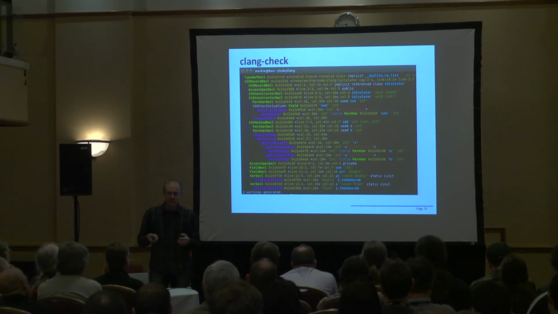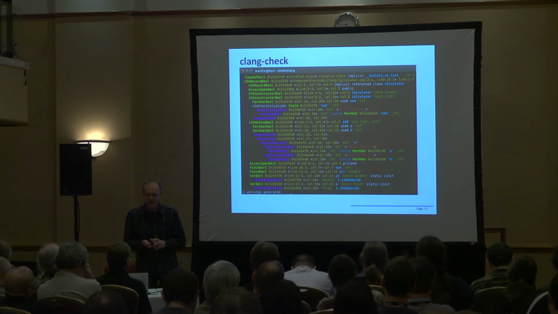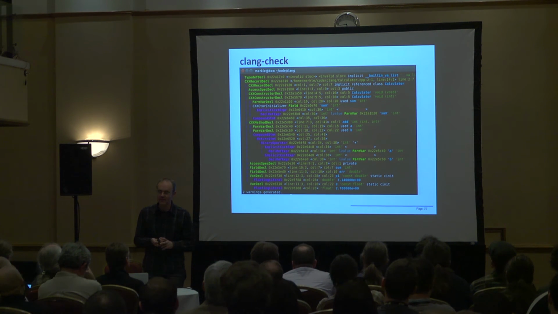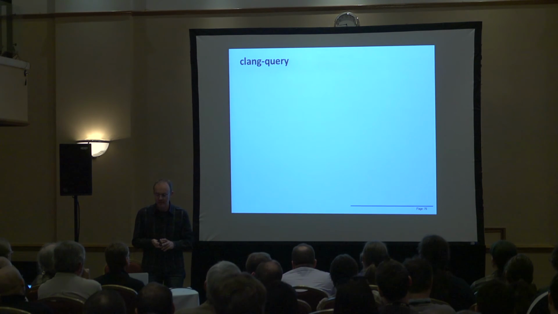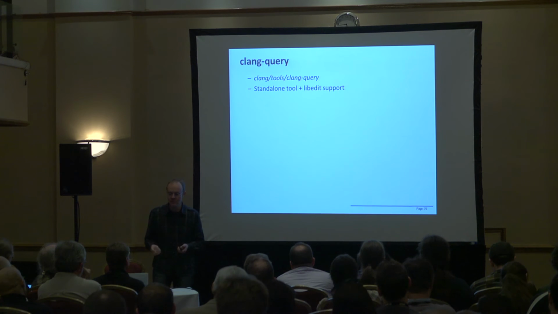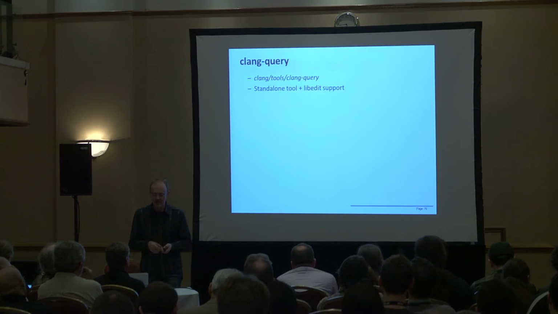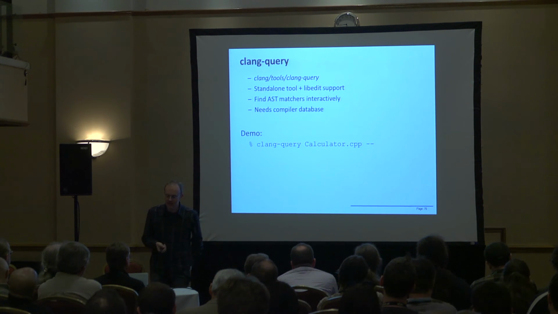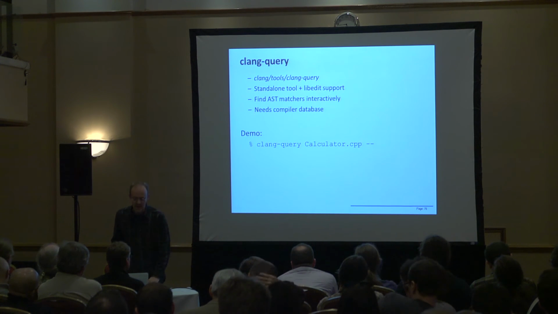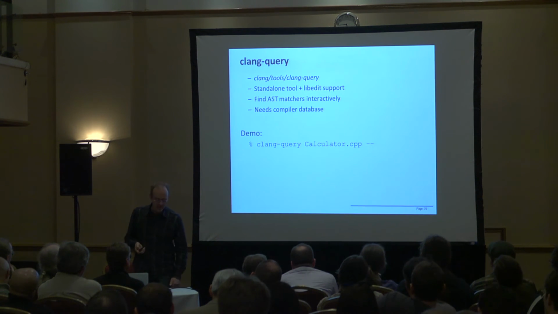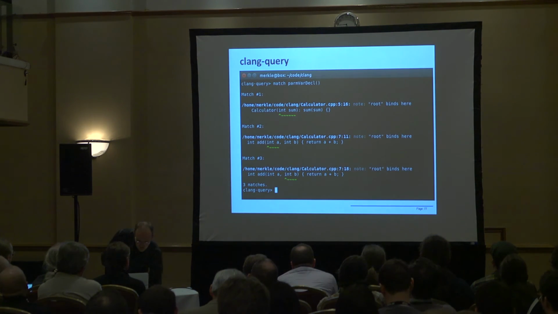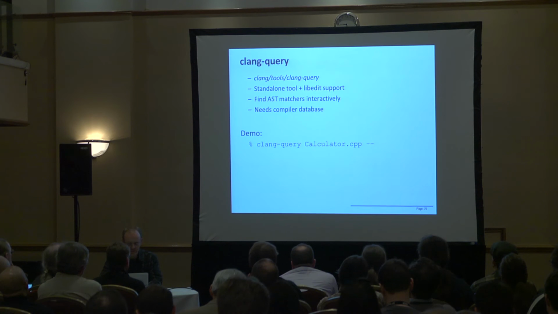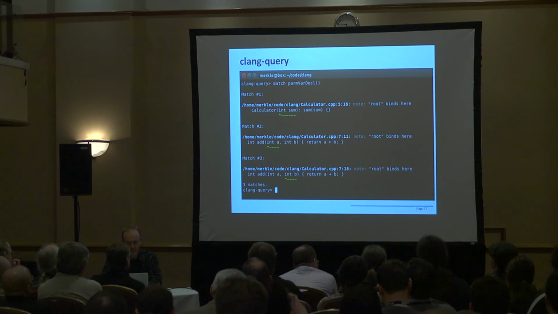So to traverse this AST interactively, there's another tool which is called Clang query, and Clang query is also a command line tool with libedit support, so command line completion and history and stuff like that. And here you can interactively find AST matchers. So maybe we have a short look at this, how it works.